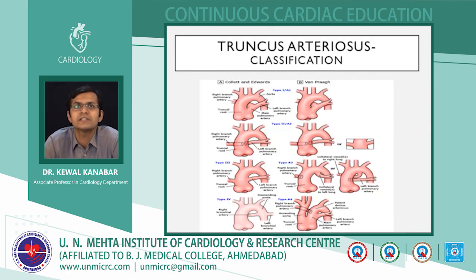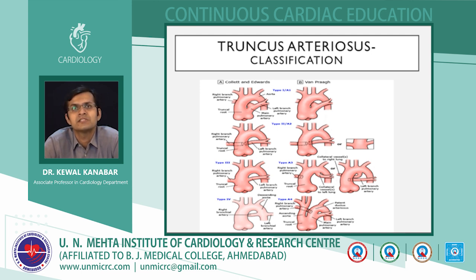Now this is the Collett and Edwards classification in the figure on the left. Collett and Edwards classification type 1 is basically when there are two separate great vessels. One is the aorta and there is the main pulmonary artery. The main pulmonary artery is dividing into right and left pulmonary arteries.